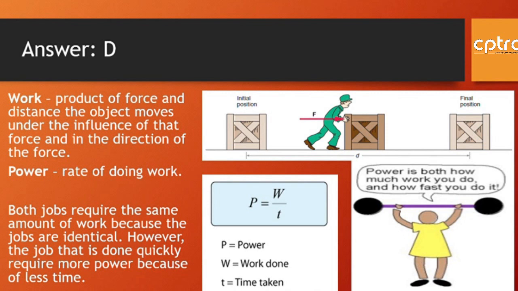If you look at the formula, you can say that power is directly proportional to work and power is inversely proportional to time. It means that the greater the work done, the greater the power. The greater the time, the less the power, because power is both how much work you do and how fast you do it.